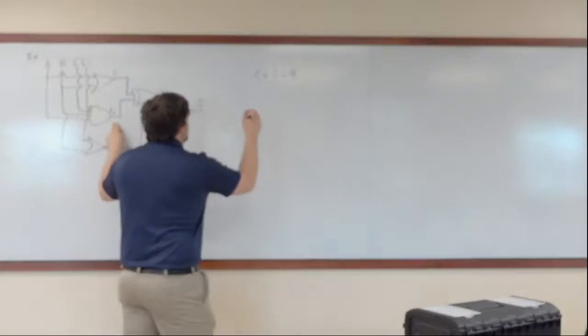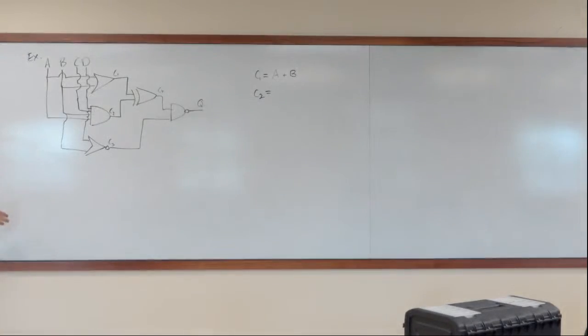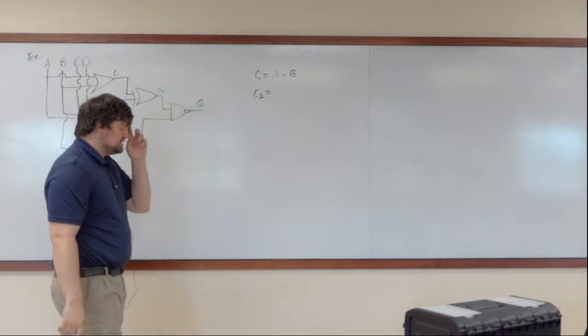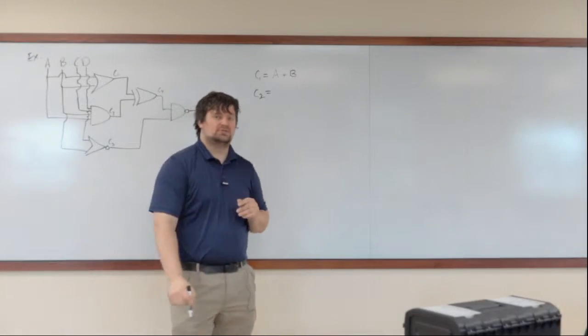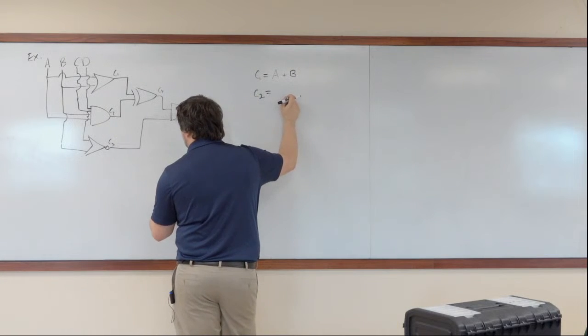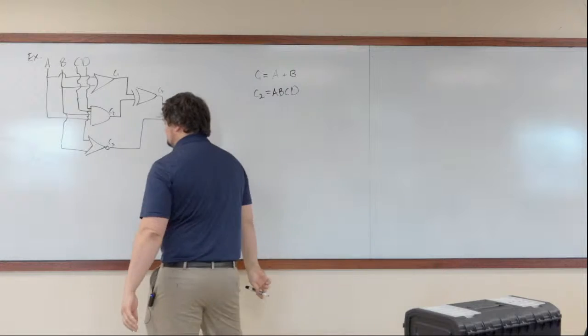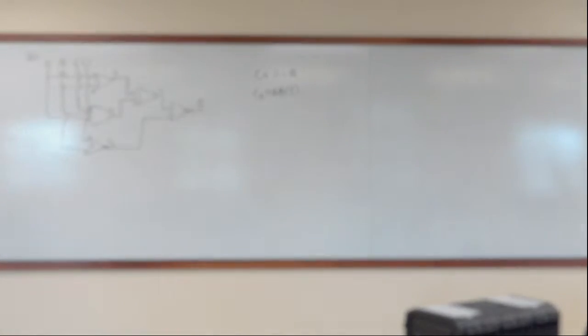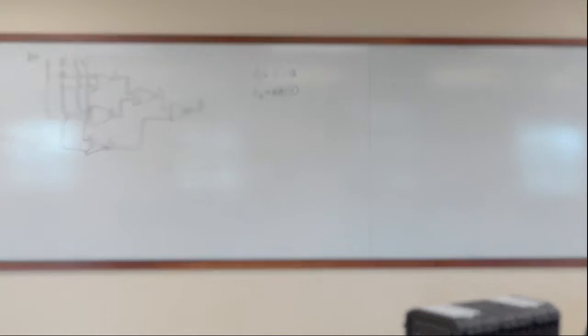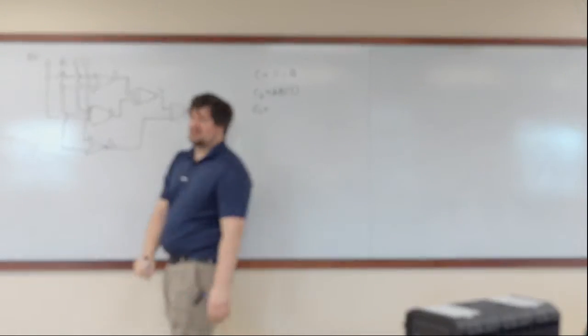Okay, so we're going to write the statement for C2. What kind of gate is C2 coming out of? It's an AND gate. What all goes into C2? All of them. How do we represent AND? Multiplication. A times B times C times D. Okay. Now let's do C3. What kind of gate is C3 connected to?